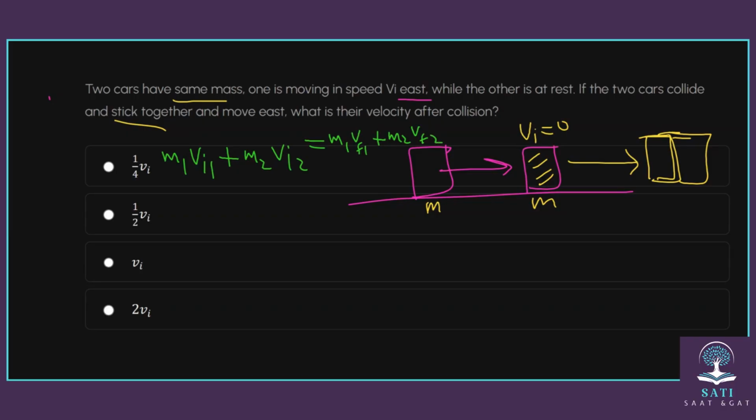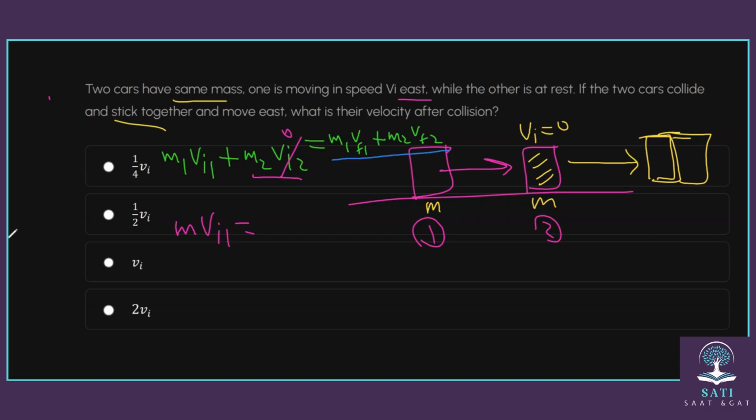Now, this car is number 2 and this one is car number 1. Car number 2 has an initial velocity of 0, and 0 times m is 0. So what is left on the left side is mass 1 times initial velocity 1. We gave both masses the letter m because they are the same, so it becomes m times vi1. It equals what is left on the right side.